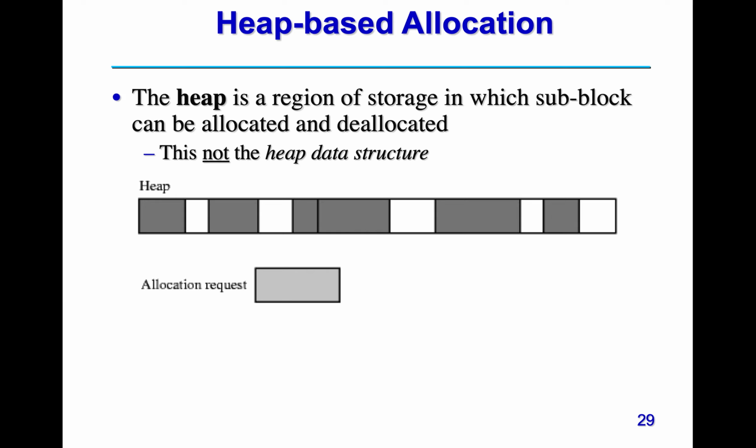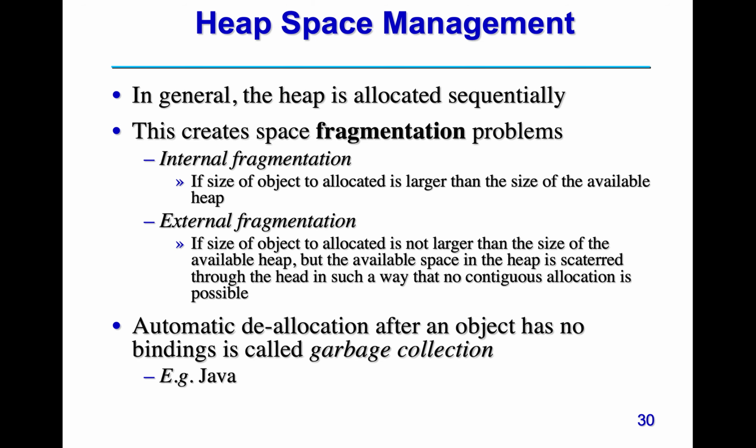This is heap-based allocation. So the heap is a region of storage in which sub-blocks are allocated and deallocated. This is not the heap data structure. It's a data storage, a memory storage configuration. And it gets fragmented. When you take the operating systems course, you'll learn about main memory fragmentation, and it's the same concept. But this heap space management is used, and this is what Java is actually doing. So this is what Java garbage collection is doing. It's looking for fragmentation, which are holes in the memory.